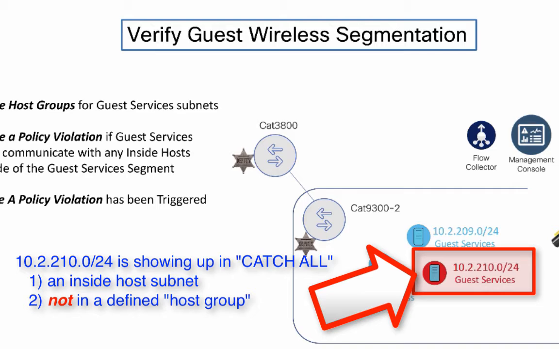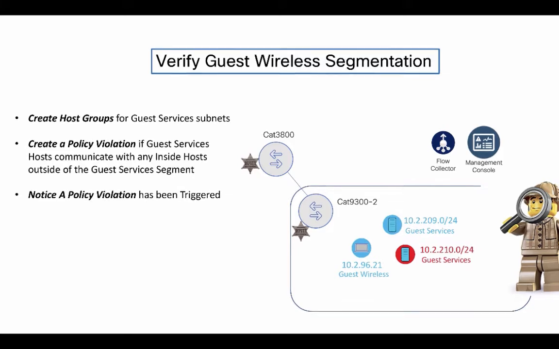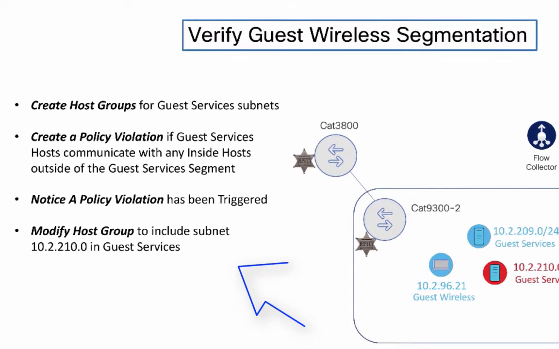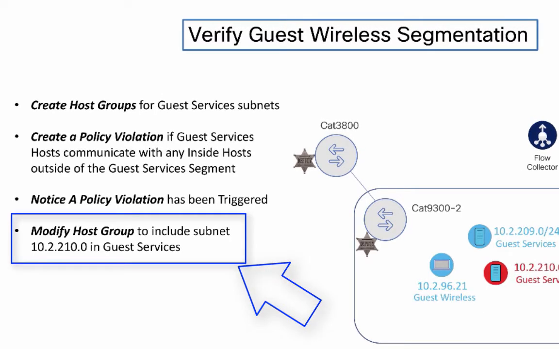Now, what we're going to pretend that we did is we called somebody up and found out that 10.2.210 is actually a new guest services subnet for the guest users and should not be in catch-all, but should actually be within that segment. So let's go ahead and modify the host group to include 10.2.210.